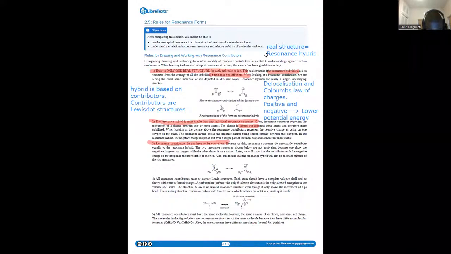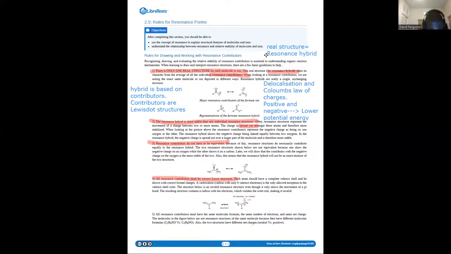Okay. All resonance contributors must be correct Lewis structures. So that goes back to an idea we discussed earlier. Let me erase that. Highlight them. All resonance contributors must be correct Lewis structures. So that's rules for drawing Lewis structures. And then let's go to the next idea. See, we're trying to maximize time now, the amount of learning that we're able to do within a specific time frame. All resonance contributors have the same molecular formula. Same molecular formula, and same number of electrons and same net charge.